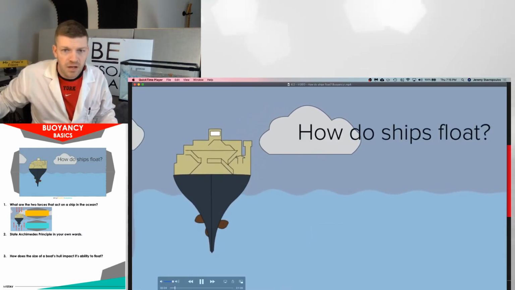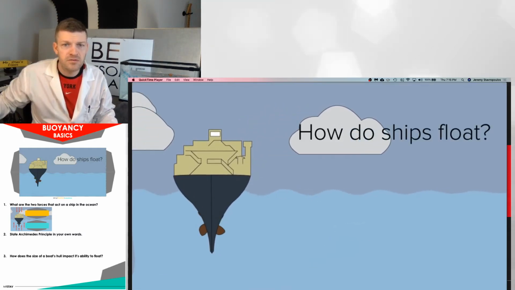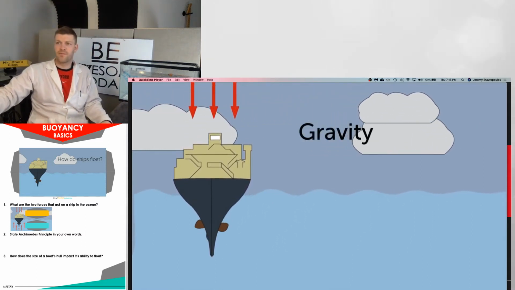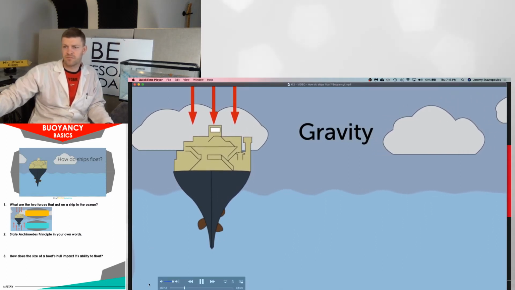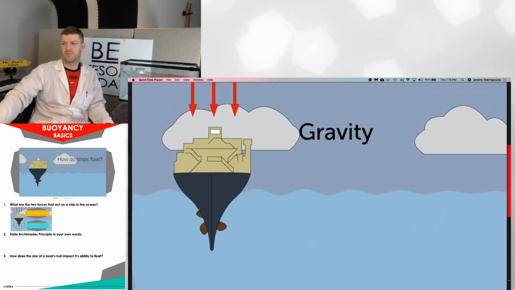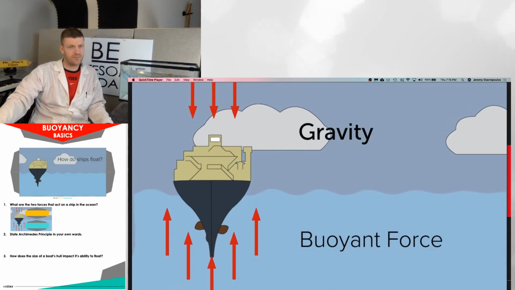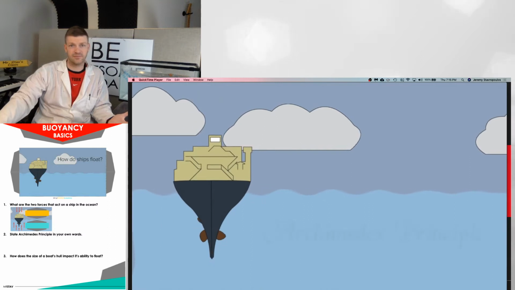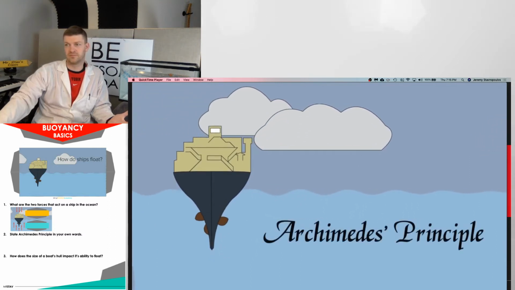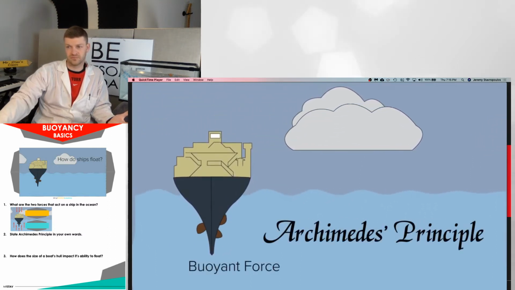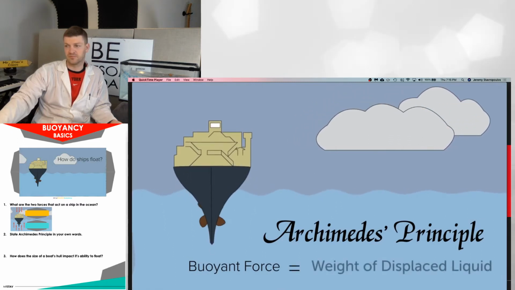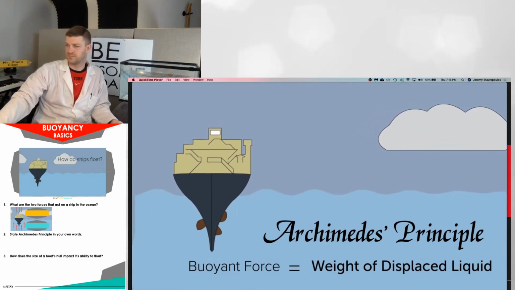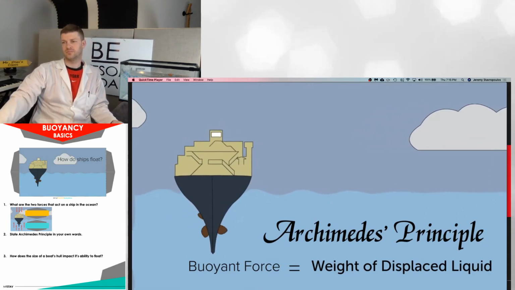How can a ship that weighs a massive amount float in water while small things like pebbles sink? When a ship is in the ocean, gravity is a constant downward force on the ship. But the water that the ship is in has a constant upward force on the ship called buoyant force. Archimedes' principle is that the buoyant force of a fluid is equal to the weight of the displaced liquid. A ship will float as long as it weighs less than the amount of water the hull can displace.